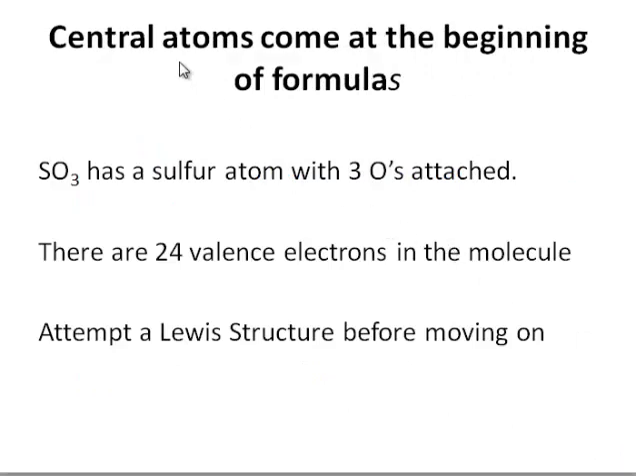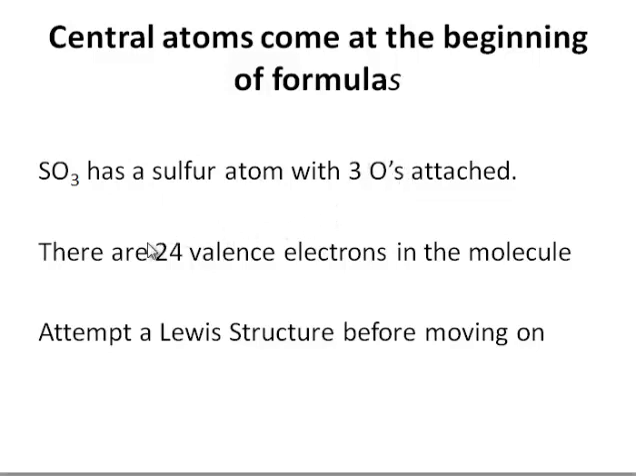Okay, again, we just saw this in the last example, ammonium. Central atoms come at the beginning of formulas. So in SO3, sulfur is the central atom. SO3 has a sulfur atom with three O's attached. The oxygens are called outer atoms in this case. They're just attached to the sulfur.